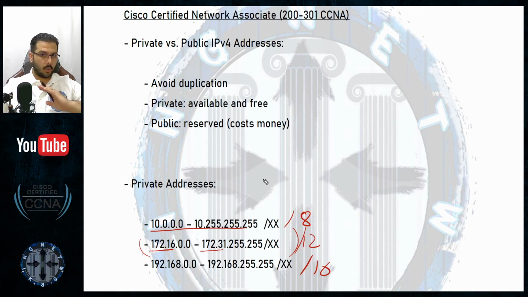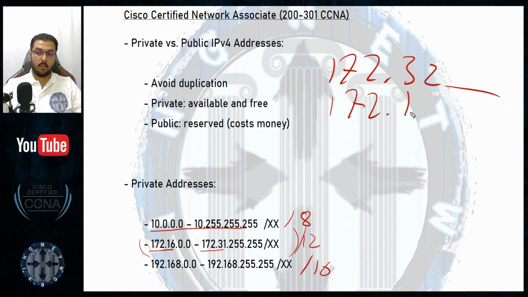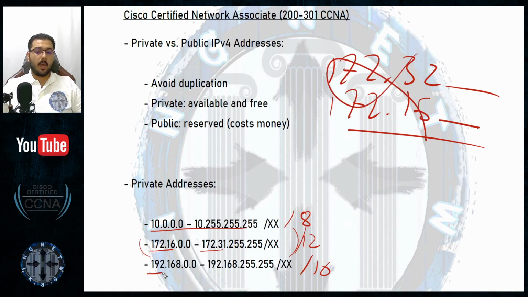10.0.0.0/8 means 10 dot whatever is private. 172.16.0.0/12 means 172.16 dot whatever until 172.31 end. So 172.32 dot whatever is public, and 172.15 dot whatever is public as well. Don't use them inside your computers. And 192.168 dot whatever is private as well, because 192.167 is public and 192.169 is public as well. These are the privates.